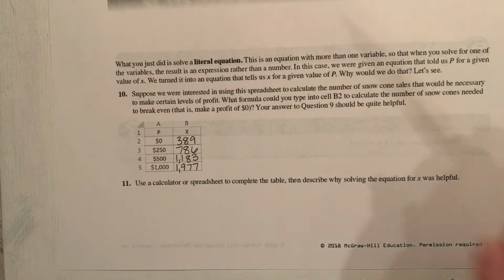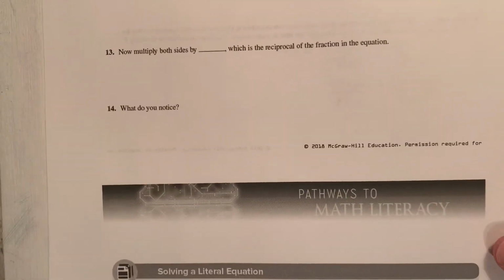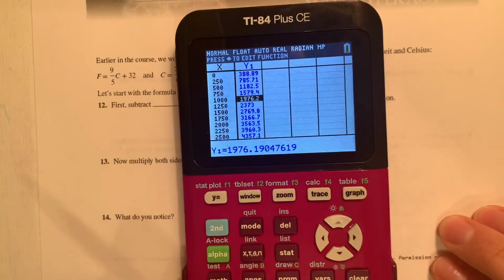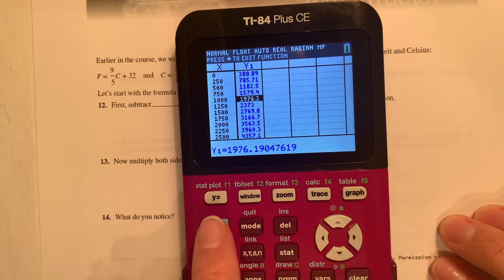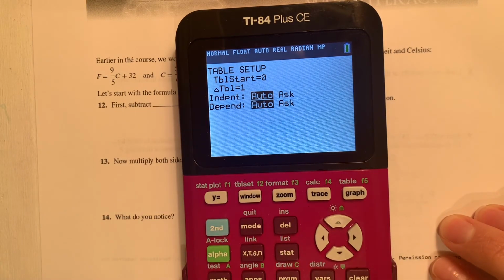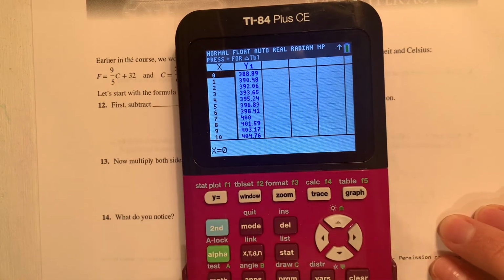All right, what we're gonna do now, let me flip this over. Before we move on to number 12, I want you guys to set your table back to the normal setting. So go back to table set by doing second window and then change the 250 to a 1 again. That way when you go back to your tables, it's going by ones again.